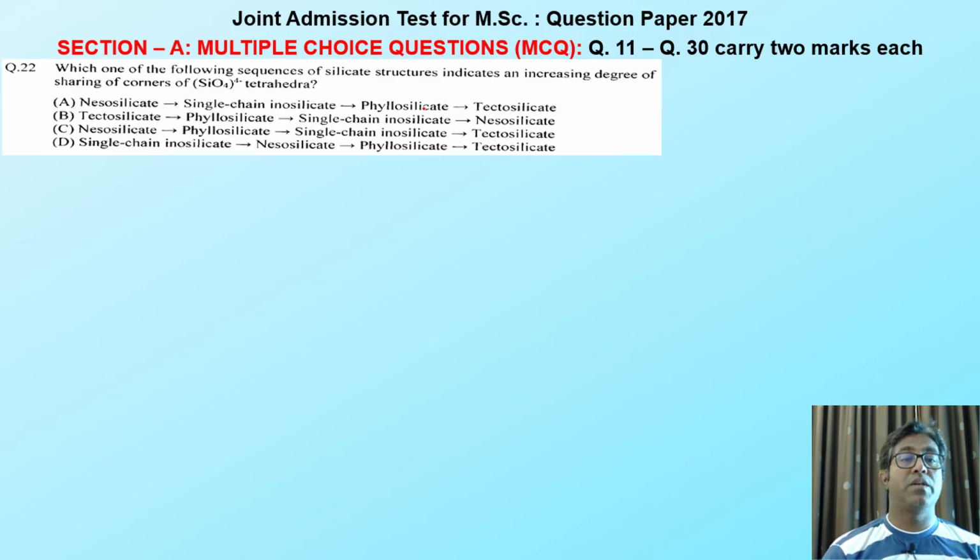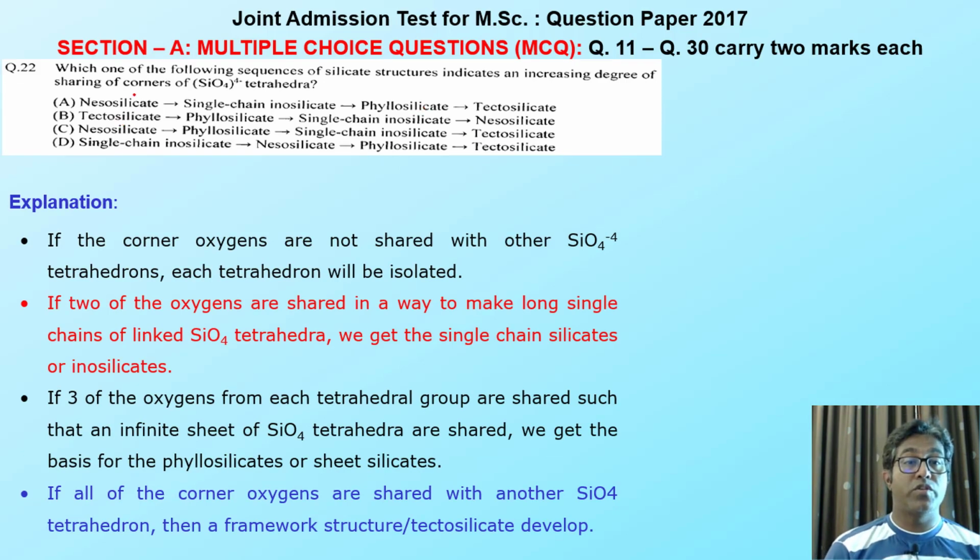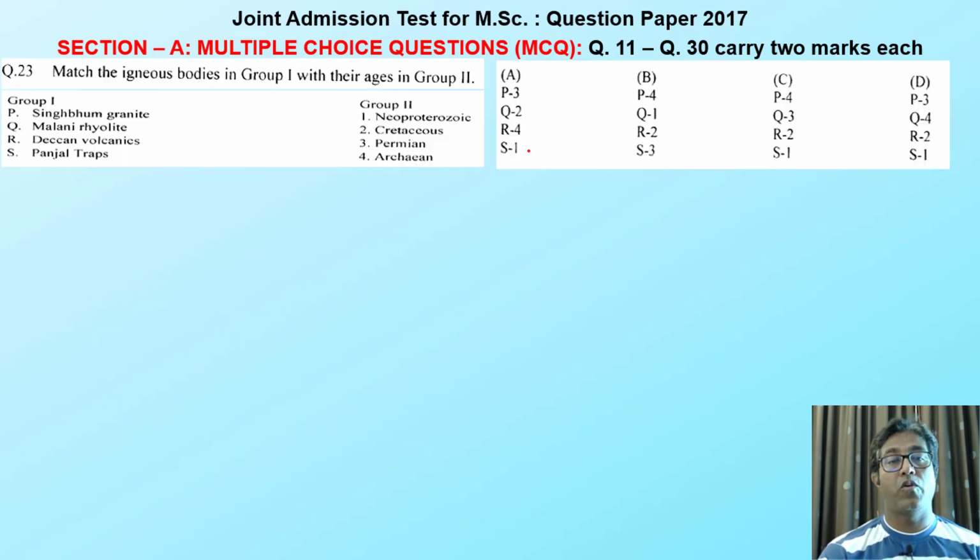This is your next question. It is a very simple question. If you go through the definition again, in the nesosilicate no oxygen is shared with the corner, whereas in single chain we have two, and in phyllosilicate we have three, and in the framework we share all four corners. So my option is 0, 2, 3, 4. So the first option is my right option. Question 22, A is my right option.